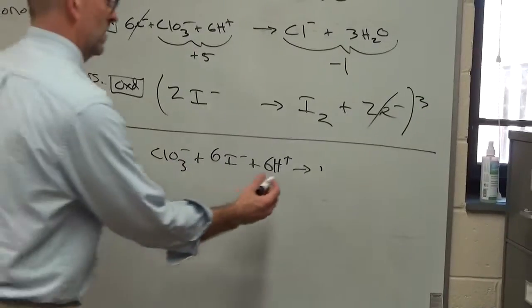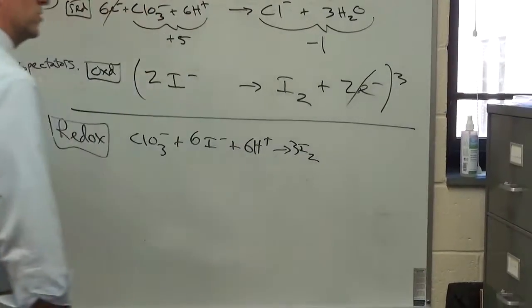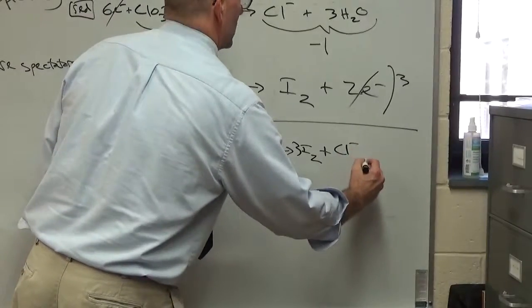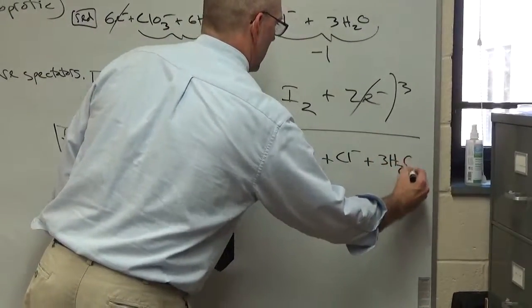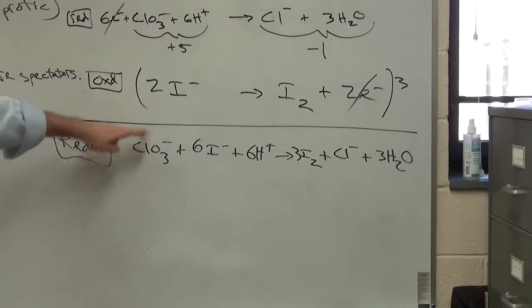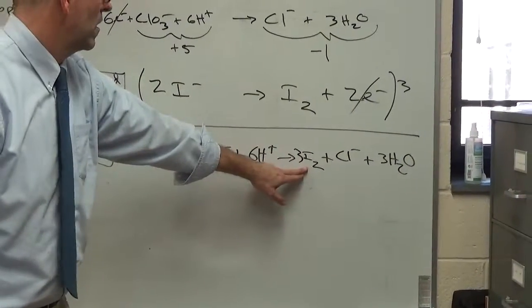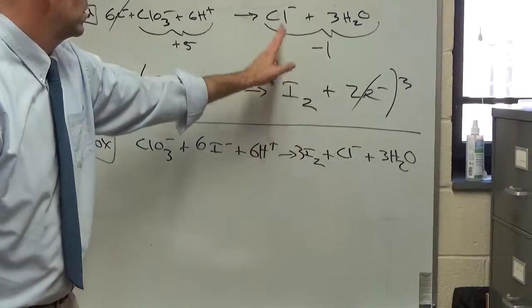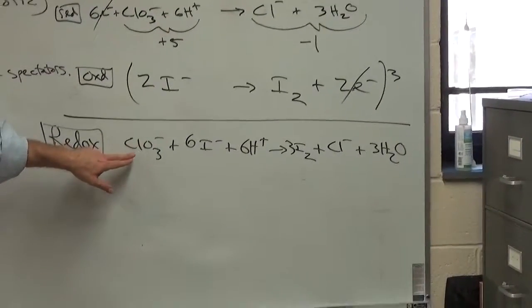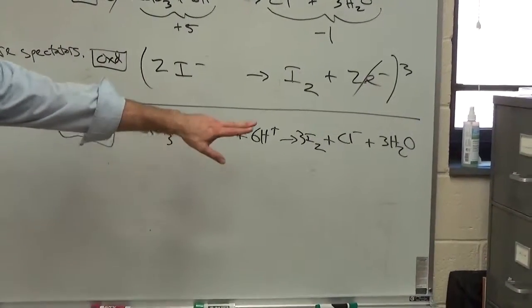Okay. Goes to 3 I2 plus chloride plus 3 water. Since I already made one mistake, let me make sure I've got it. So chloride, we just bring that down. 6. I think we got everything there. Great. 3, 1. Okay, I think we're good to go, but let's just double check it. Make sure we have it. 1 chloride, 3 oxygens, 6 iodines, 6 iodines.